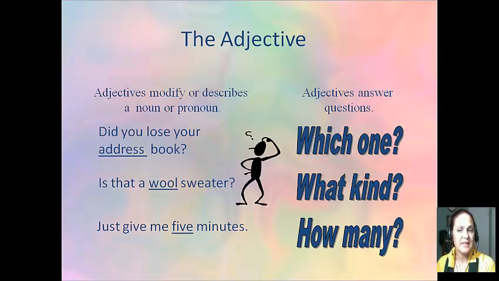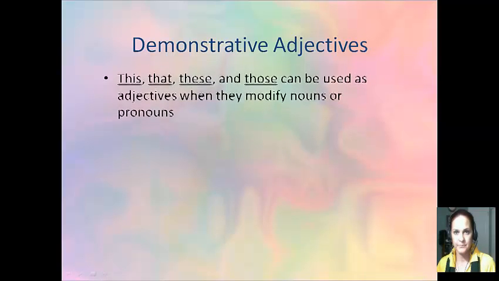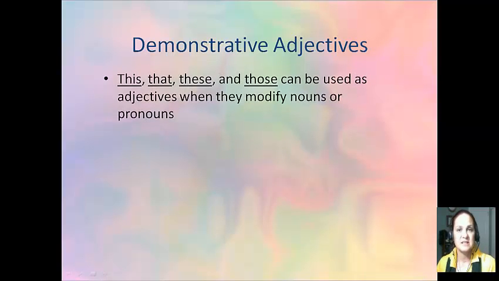So a review. The adjective is a word that modifies or describes a noun or a pronoun. It can answer which one, what kind, or how many. One type of adjective is a demonstrative adjective. If you remember last week, we studied pronouns, and we studied one type of pronoun as being the demonstrative pronoun. And we identified the demonstrative pronoun as this, that, these, and those. Well, surprise, big shock. Your demonstrative adjectives are also this, that, these, and those.